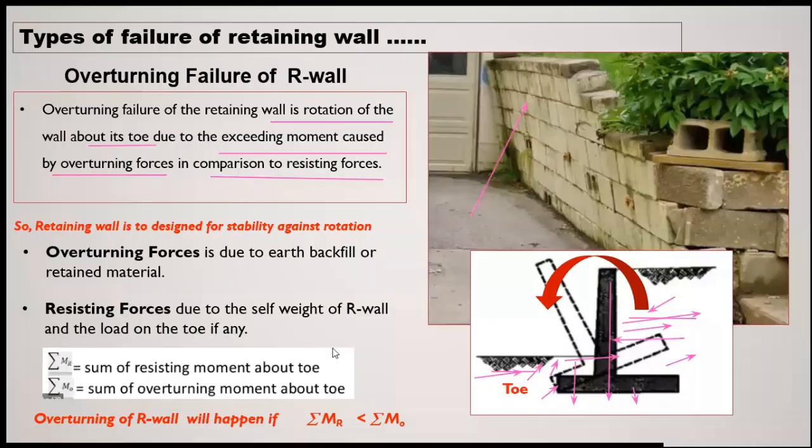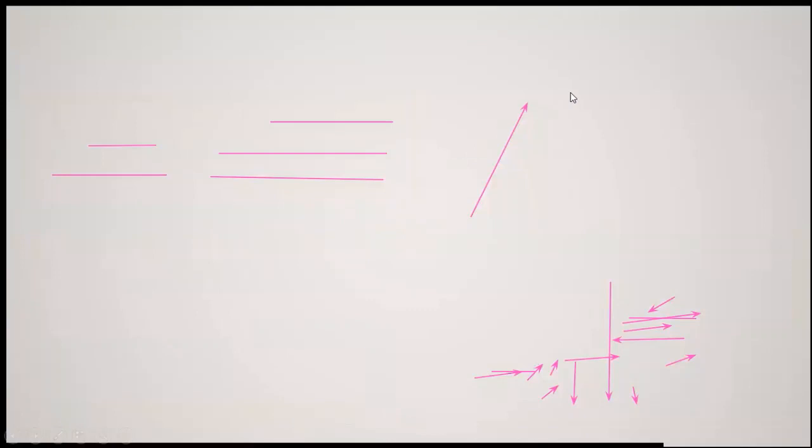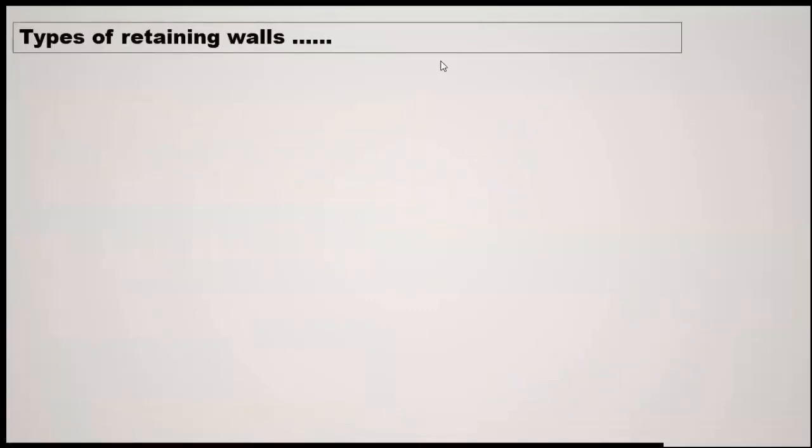Okay, so let us continue. When you are designing the retaining wall, you have to take care of the sliding effect as well as overturning. So next is the types of retaining wall. Today we will discuss one type of retaining wall, and later on we will discuss different types of retaining walls, and then we will discuss the designing part of the retaining wall.